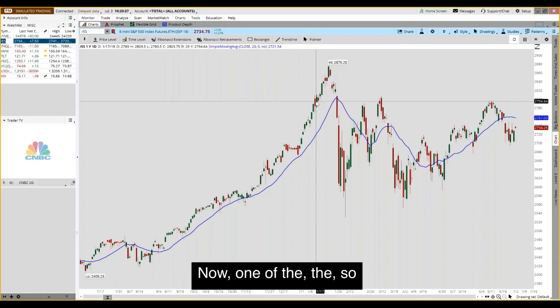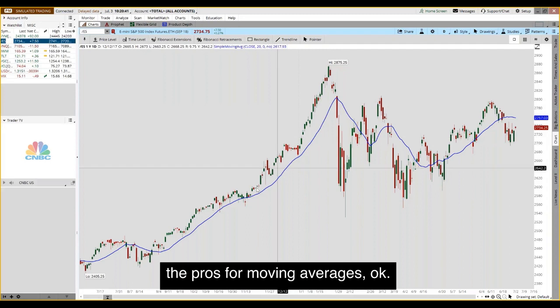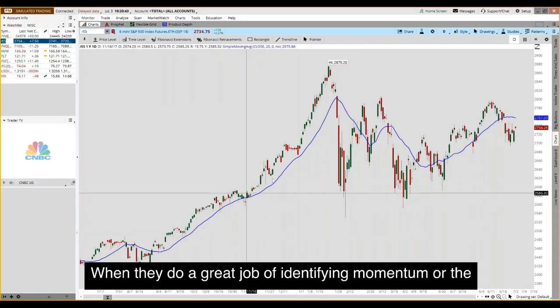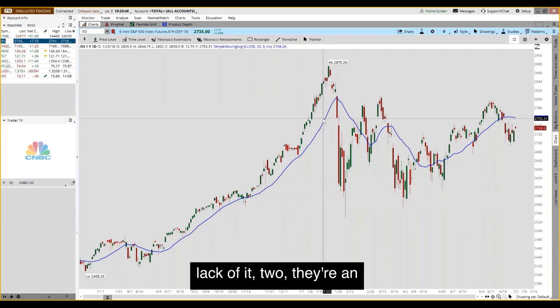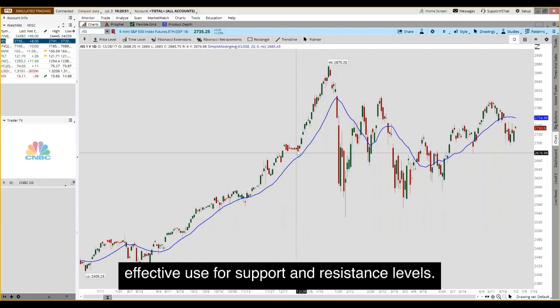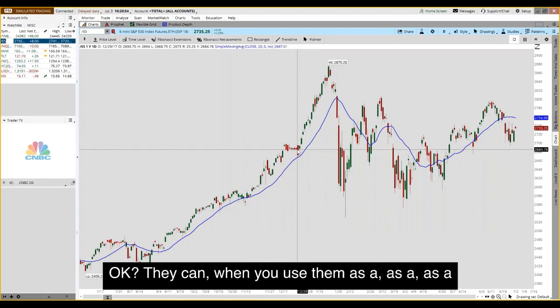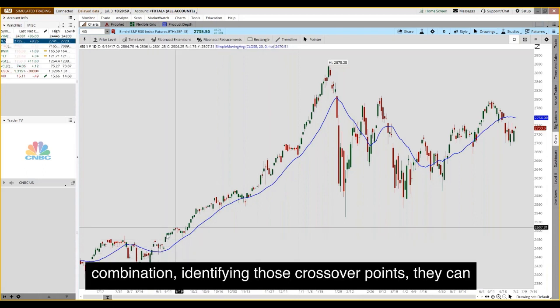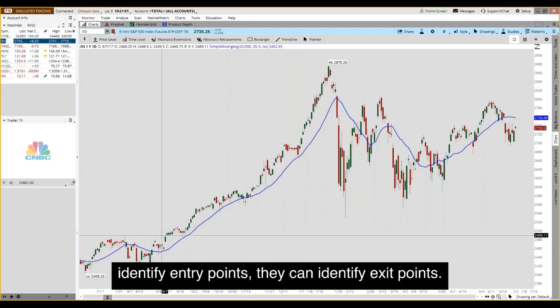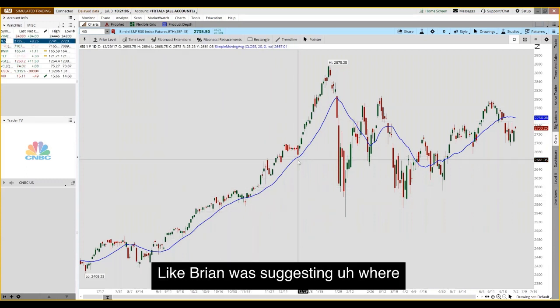Now, one of the pros for moving averages: one, they do a great job of identifying momentum or the lack of it. Two, they're an effective use for support and resistance levels. When you use them as a combination, identifying those crossover points, they can identify entry points. They can identify exit points, like Brian was suggesting.